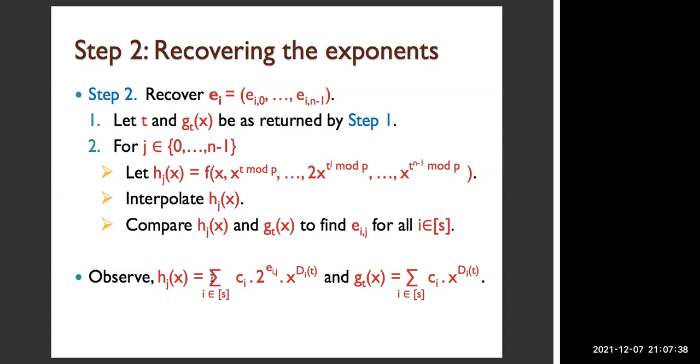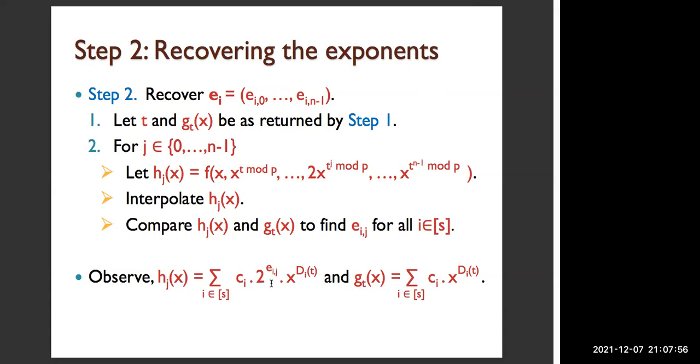If you do that, just imagine, I've written below, just imagine what happens if you do this. For the same t value, which is the good t coming from step 1, my g_t looks like this. All the d_i(t)'s are distinct. How would my h_j(x) look like?